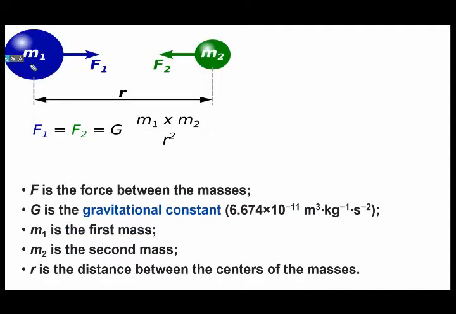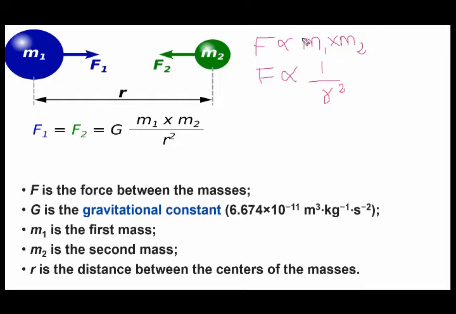m1 is the mass of one object and m2 is the mass of another object. So according to Newton's gravitational law, every particle attracts another particle with a force F that is directly proportional to the product of their masses, m1 into m2, and inversely proportional to the square of the distance between them.